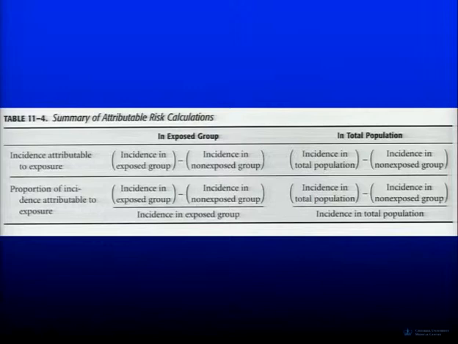So here are some calculations of attributable risk that you can do for the absolute incidence or the proportions. In the exposed group, you can have the incidence in the exposed group minus the incidence in the non-exposed group, or the proportion of incidence that's attributable to the exposure. So you're just making that a percent or a proportion. It's the difference in the incidence between the exposed and non-exposed, and then divided by the incidence in the exposed group.